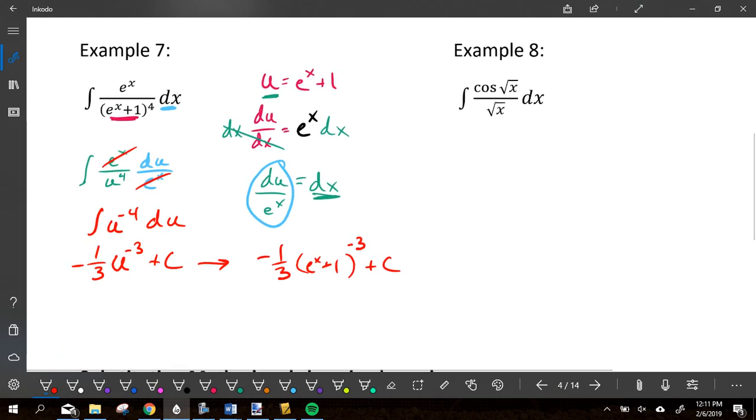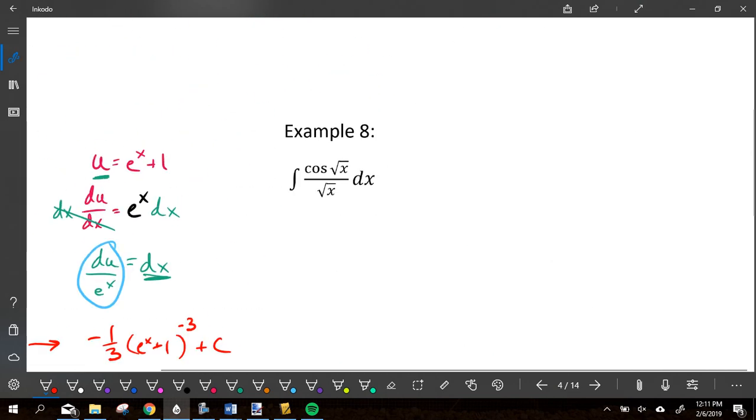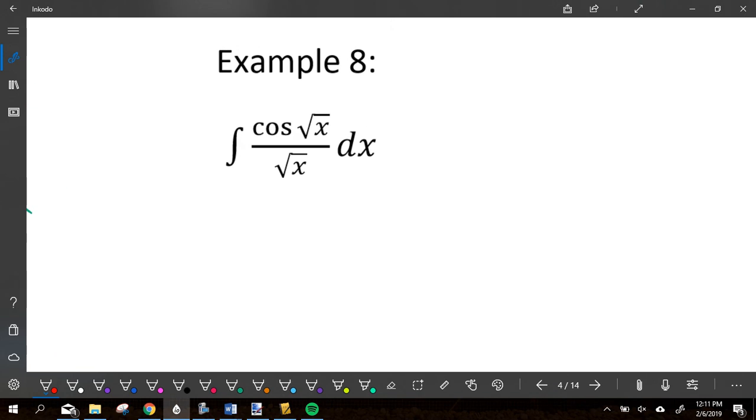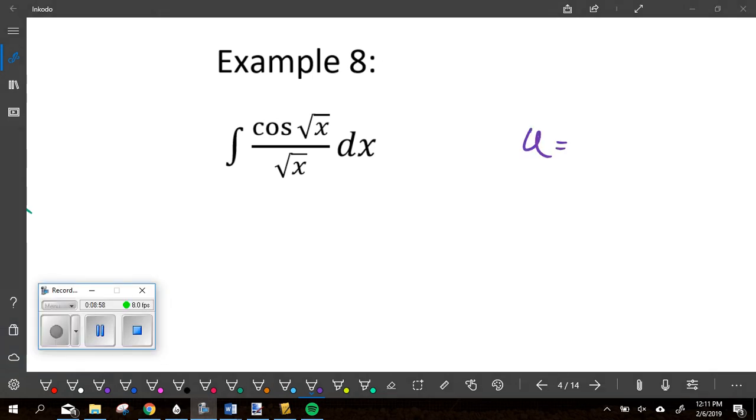Questions on 7. Let's go to 8. Let's do one more here together. Cosine of the square root of x all over the square root of x. Talk with your neighbor. Decide what u is going to be. Here we go. Ready? You're going to tell me u. 1, 2, 3.